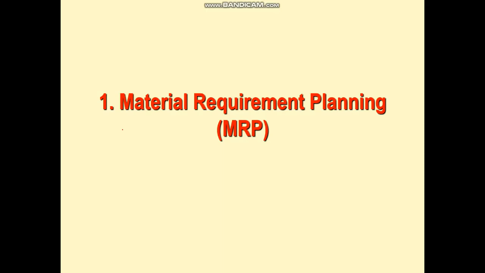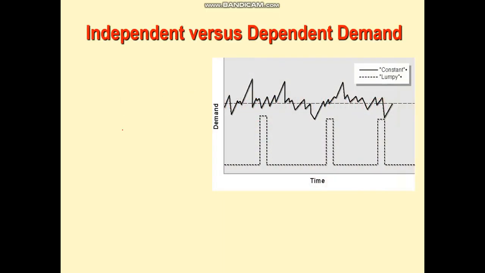However, in some situations, this conventional method will not be accurate because the demands sometimes are not independent. It means the demand of this product depends on the demand of another product. So that's why we consider two different kinds of demand: independent demand and dependent demand.